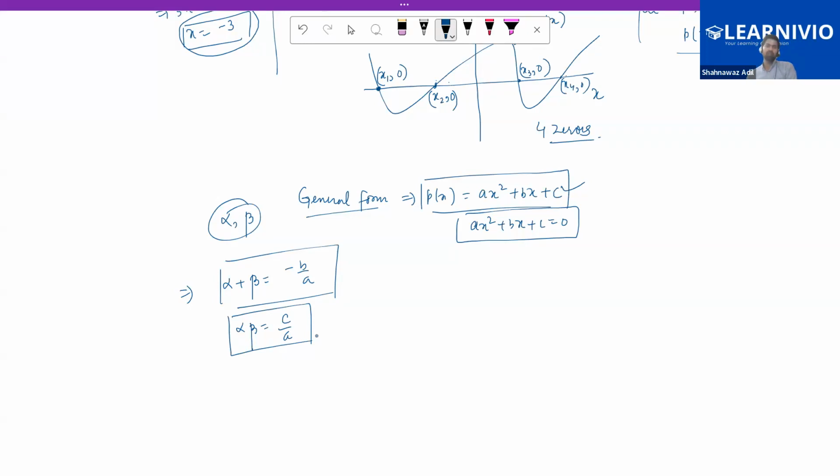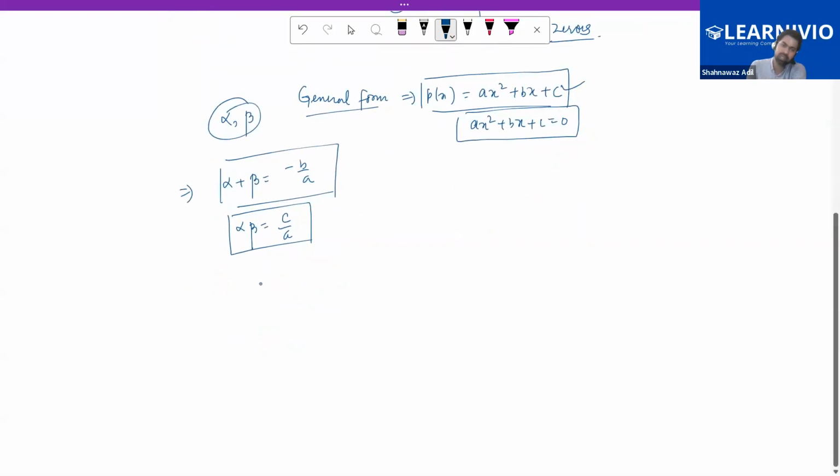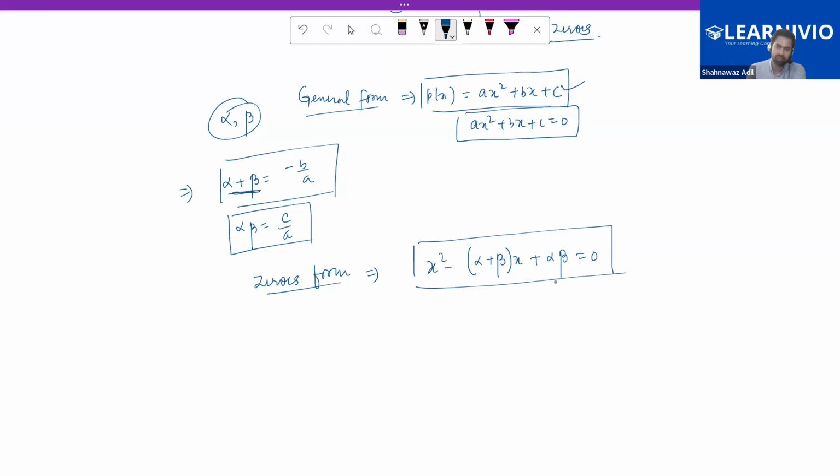There is also the zeros form of the quadratic polynomial. How do we write the quadratic polynomial in terms of alpha and beta? Do you remember? We take the values of a, b, and c, and we write like this. This is the zeros form. If we know the sum of the zeros and the product of the zeros, then we can write the polynomial.